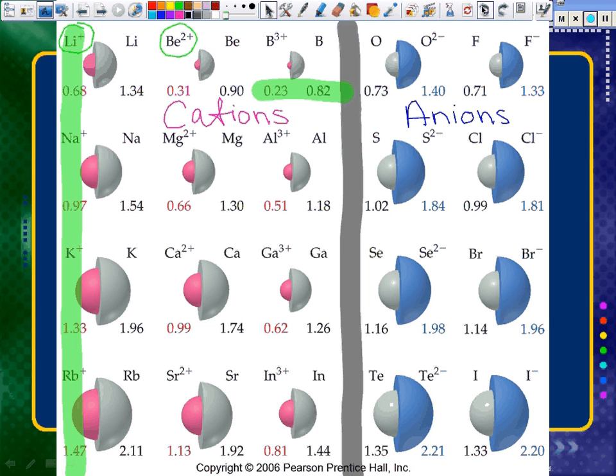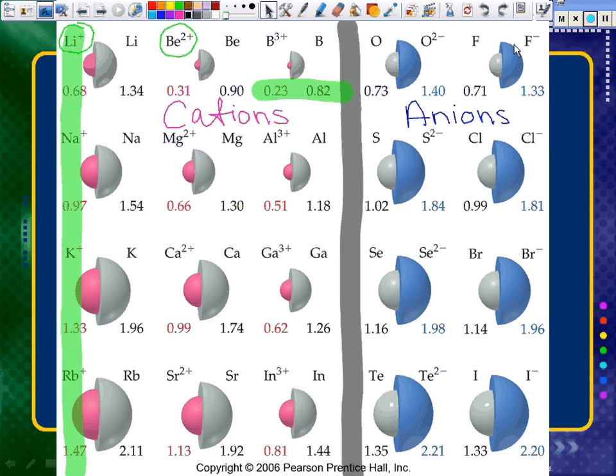Now, we're going to get to this later on, but transition. What does the word transition mean? To change. What is the charge of all group 1s? 1 positive. All of group 2 is 2 positive. All of group 3 is 3 positive. Why are they called the transition metals? They can change. They can have multiple charges.